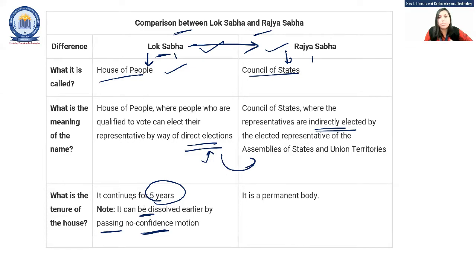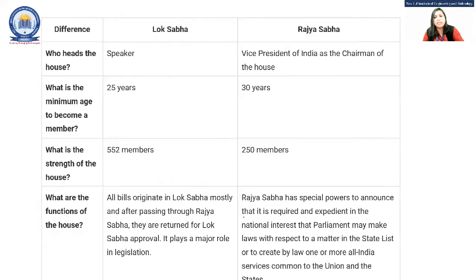Third one, what is the tenure of the houses? We can say Lok Sabha can continue for 5 years. It can be dissolved earlier if a no confidence motion is passed. Second, the Rajya Sabha is a permanent body. There is no specific tenure for that. It can work endlessly. Lok Sabha is headed by the Speaker, whereas in Rajya Sabha, the Vice President heads it as the chairman of this house. That is the main composition of Lok Sabha and Rajya Sabha, the Vice President as well as the Speaker.